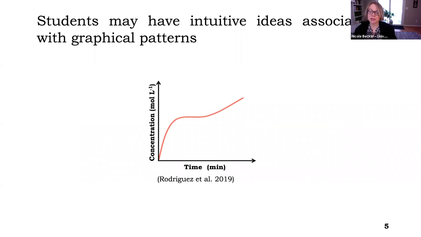There's also evidence that students may map conceptual ideas onto the shape of graphs, much like they do the patterns in mathematical equations. Building on the idea of symbolic forms, which relates to assigning a conceptual idea to a symbolic template in an equation, the construct of graphical forms has been developed and applied to chemistry contexts to characterize the ideas students assign to graphical patterns. For instance, Rodriguez and colleagues found that general chemistry students associate this type of curve with titrations, regardless of the context of data, just based on the shape.